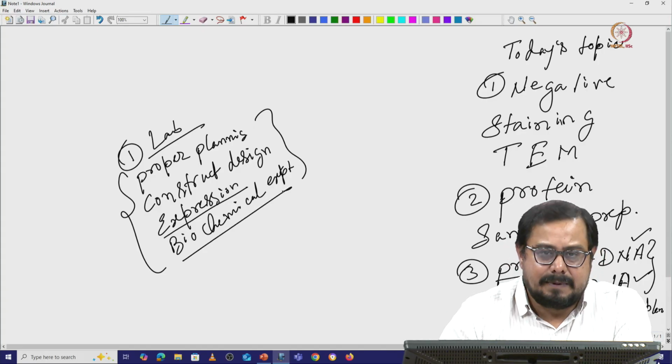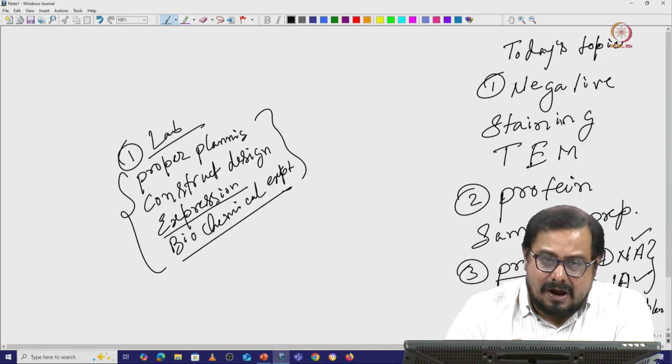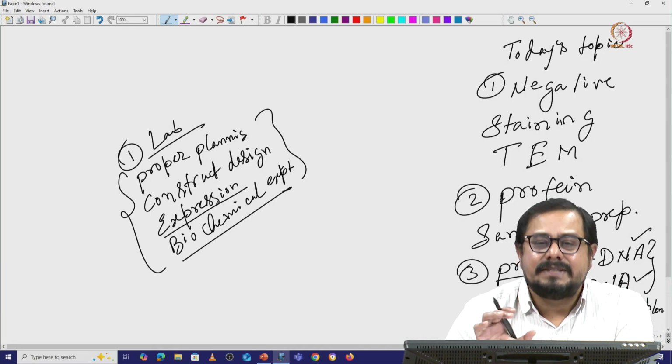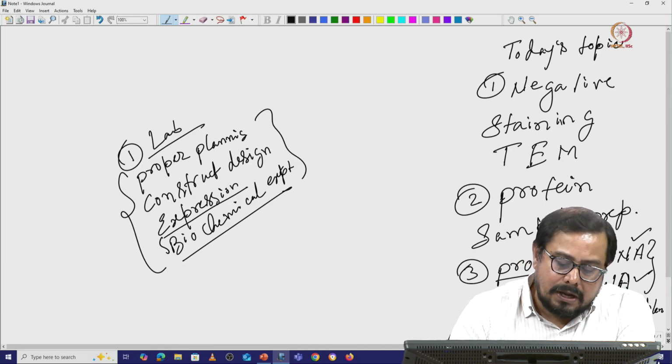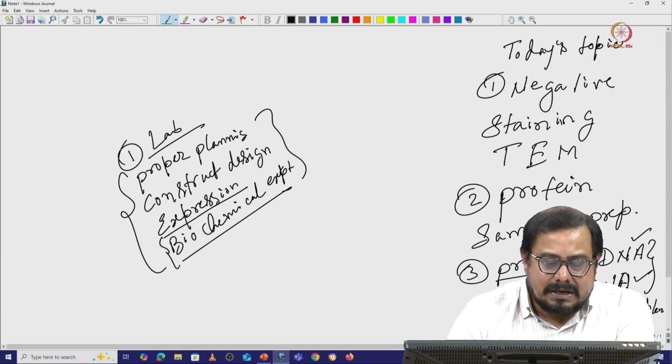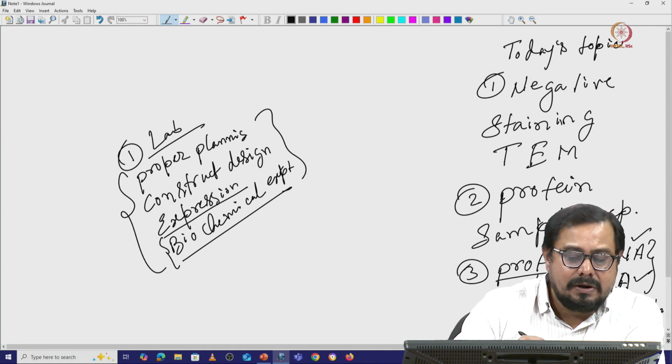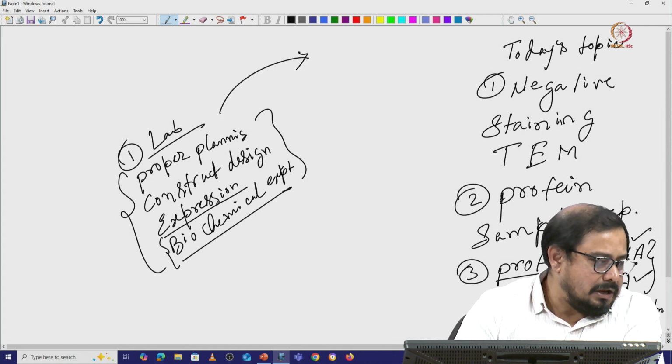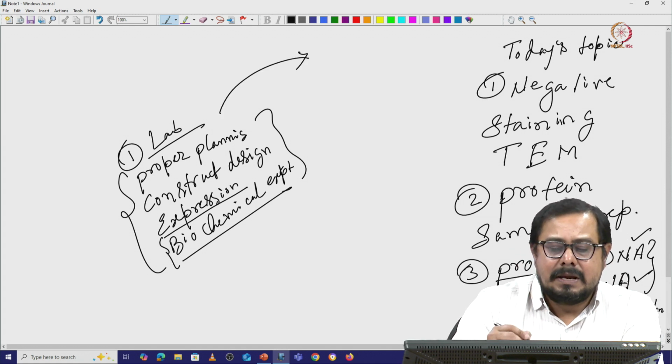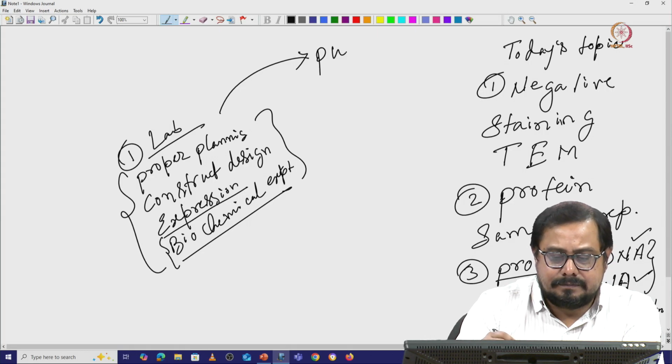Here biochemical experiments means first you have to find out whether, for whatever gene you have selected, you are getting your protein. So, first make sure that you are getting that protein. When you get that protein, then you go to the next step, purification.